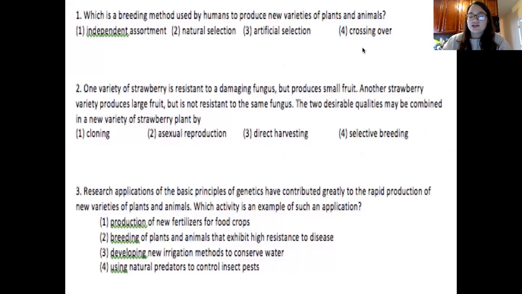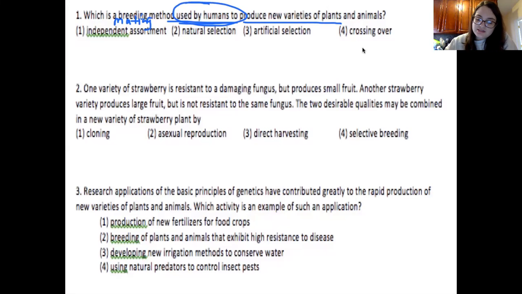Now, we've got some practice questions that I want to go over with you guys. So we're going to go through these together and break them down one by one. Number one says, which is a breeding method? So we're talking about mating. Which is a breeding method used by humans to produce new varieties of plants and animals. So here we are talking about humans intervening because it is used by humans. Number one says independent assortment, which if you think back to, I think, the beginning of our genetics unit, we're talking about alleles independently assorting. So I don't think that's going to be our answer. Number two, natural selection. Now this is a product of evolution. So I don't know if that's going to be the correct answer either.